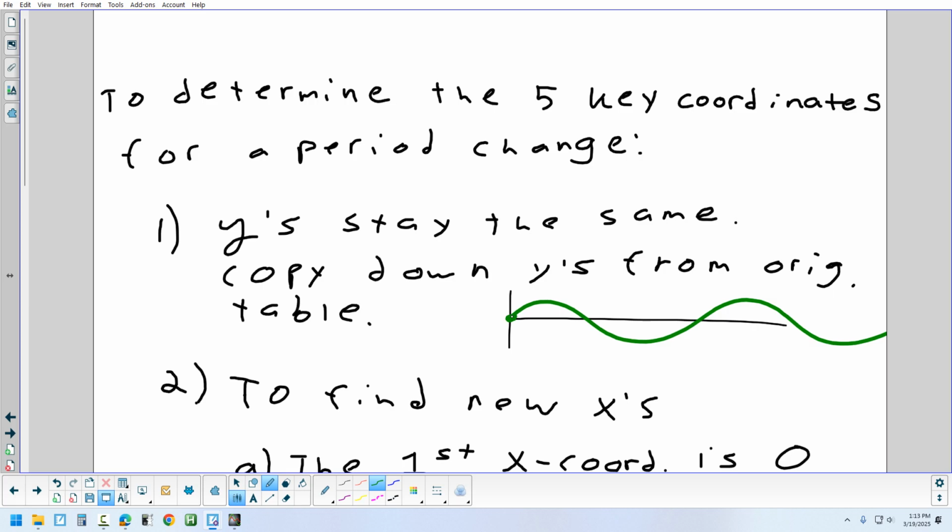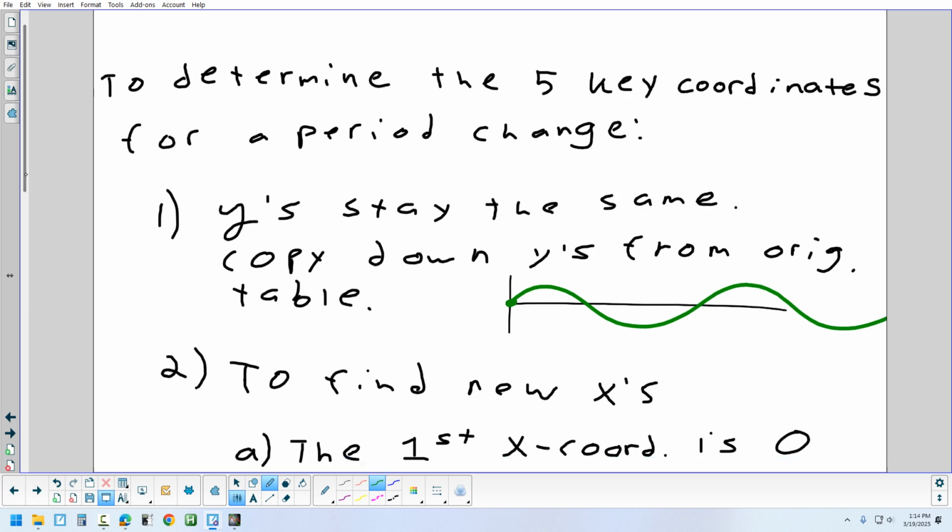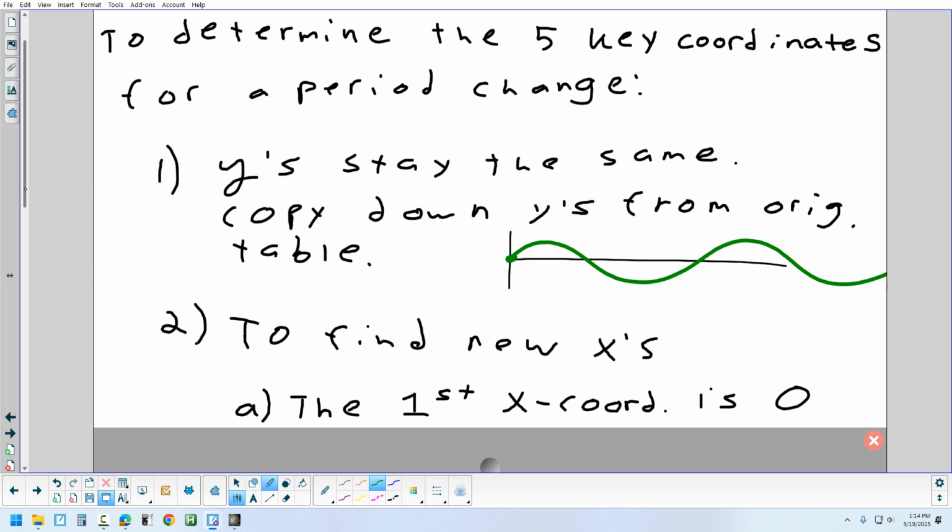Now, the only reason that's true is because in the problems I'm giving you, there's only one transformation in each problem. If I gave you a problem where it shifted it and stretched it at the same time, this would not be true. Okay. But for us, it will be. So no matter how you stretch or compress it, because there's only one transformation I'm giving you, the first x coordinate is always 0.